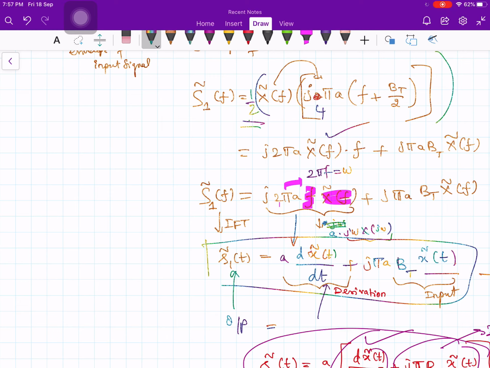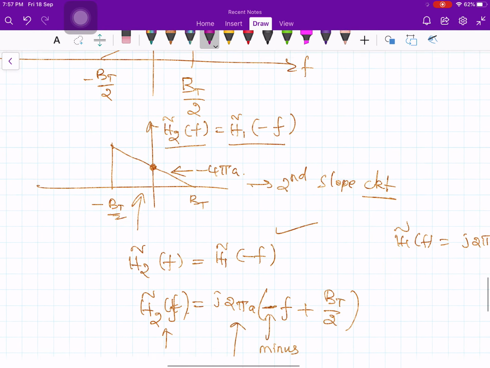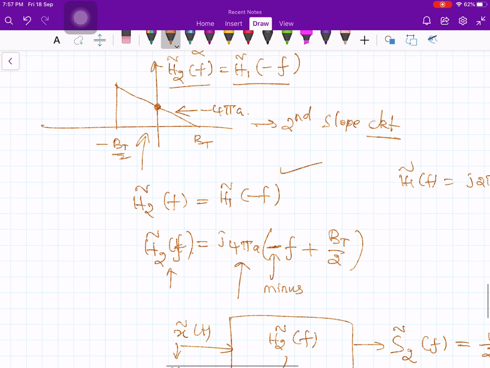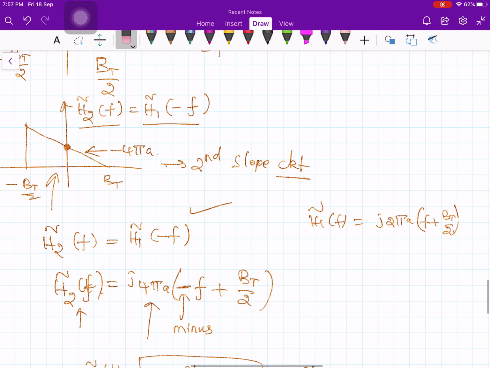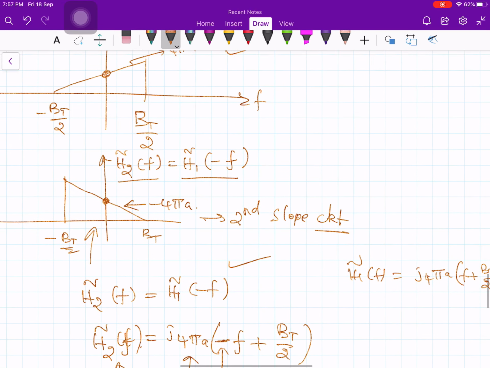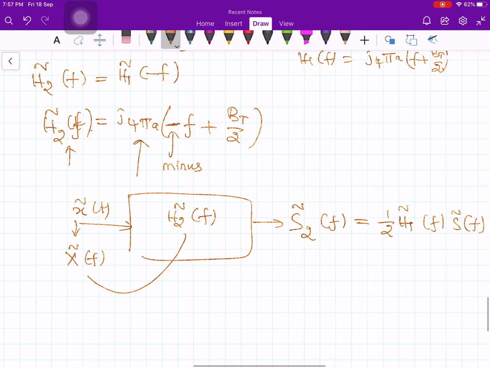Okay, so if you multiply 1 by 2 to here, then you'll get j times 2 pi a. So let me write this, j times 4 pi a. That's right. So this one is again wrong. It is 4 pi a. Okay. This also 4 pi a. That's it. Fine. I am sorry for this little confusion.